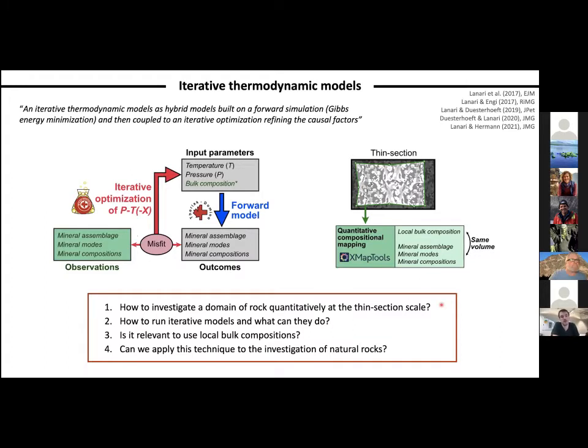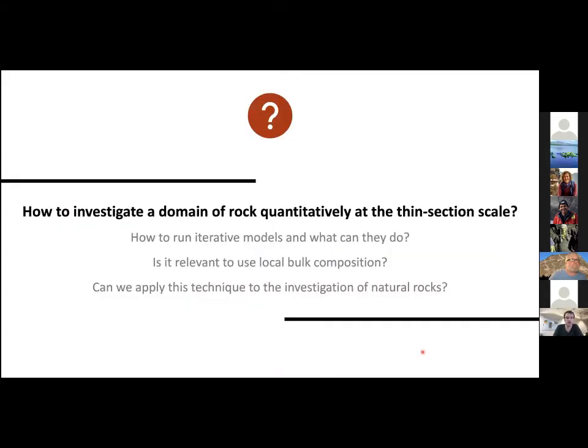These are the questions that remain, and I want to quickly discuss today. The first one is, how do we investigate the rocks at the thin section scale, and what are the advantages? How do we run iterative thermodynamic models? What can they do? The main question is, we use local bulk composition. Is that relevant when we study natural rocks? And can we apply this technique to natural rocks? So let's start with the first question.